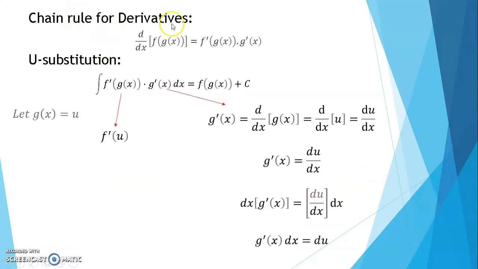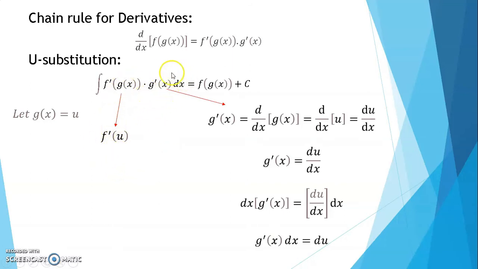So this is the chain rule for derivatives, and this is for u substitution. The integral of this equals this. Yes, it is the same. So it operates like this. First we let g(x) equal u, and then f prime of g(x) becomes f prime of u, because we can just straight away substitute u for g(x).